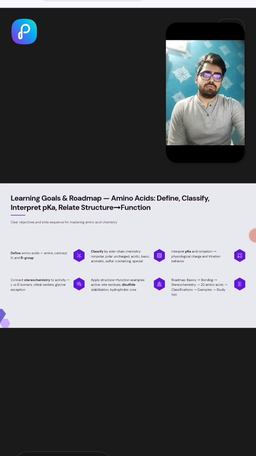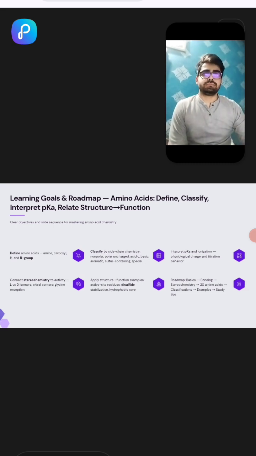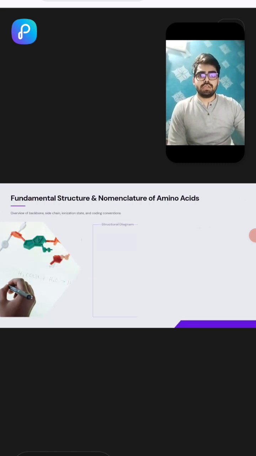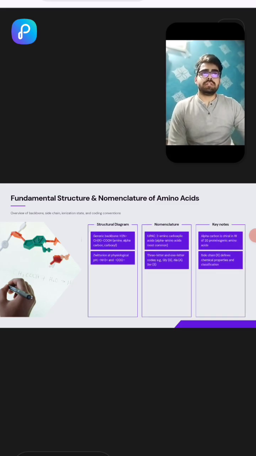So without any further ado, let's get to the first topic: the fundamental structure and nomenclature of amino acids. Before starting, we should know what amino acids are. Amino is basically the NH2 group, and acid is basically the carboxylic group. So what are amino acids? A compound having an amino group and a carboxylic group bound together by a side chain. This side chain determines the qualities or traits of the amino acid.